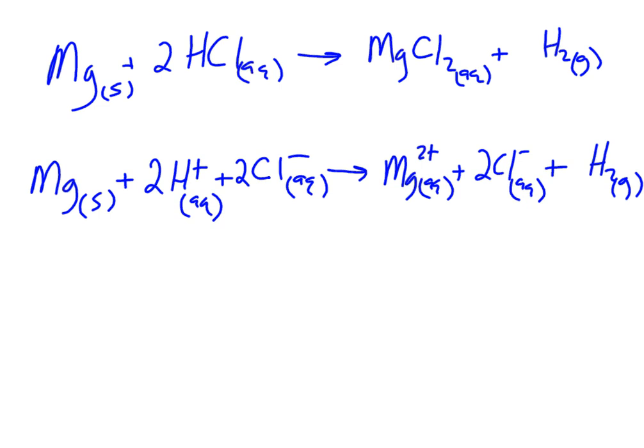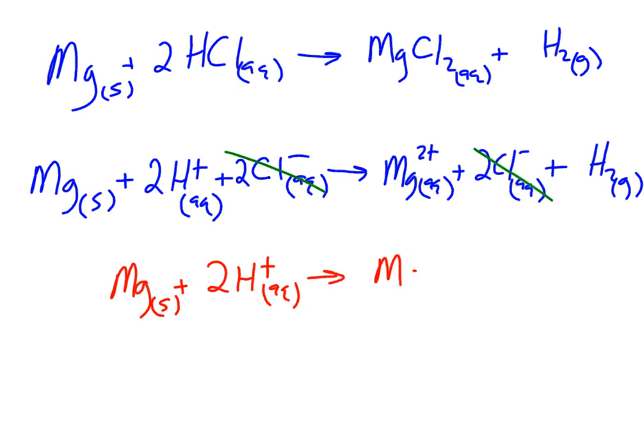Now, when you write it this way, you don't necessarily recognize that it's a single replacement reaction. It almost doesn't look like that. But what you do notice here is that the chloride ions really don't change, right? So those are our spectator ions. So I'm going to rewrite the equation without those. So we've got our magnesium, and we've got our 2 hydrogen ions, which are then going to produce a magnesium ion and a hydrogen molecule.